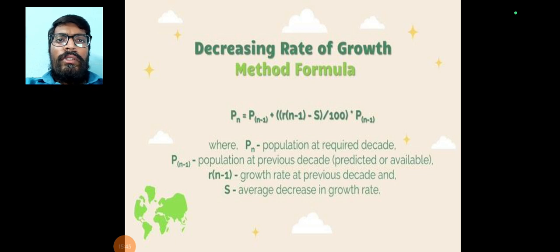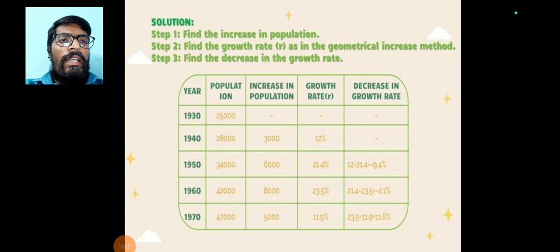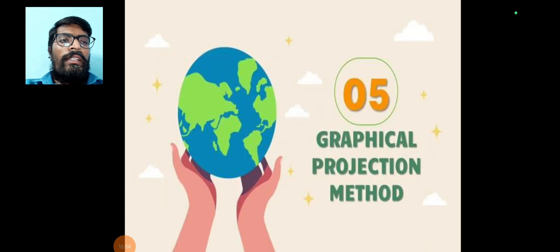Pn is equal to Pn minus 1 plus Rn minus 1 minus S divided by 100 into Pn minus 1. So Pn is equal to the population at the required date, and Pn minus 1 is equal to the population at the previous decade, predicted or available, and Rn minus 1 is equal to the growth rate at the previous decade, and S is equal to the average decrease in growth rate.